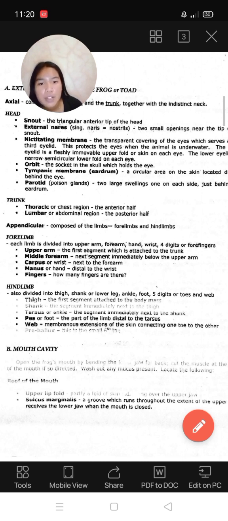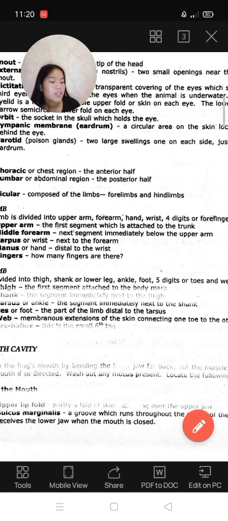The thigh is the first segment attached to the body mass. So, the part of the human leg between the hip and the knee, the corresponding part in other animals. Next is shank.